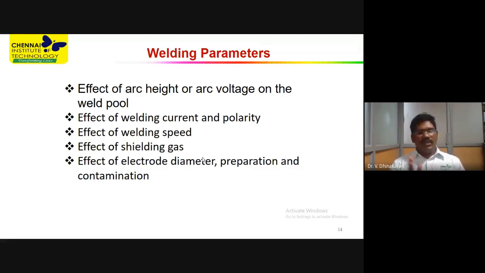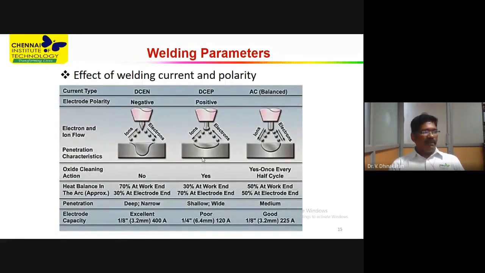Okay, so these are the welding parameters. Like I told you, welding current. How the direct current electrode negative, direct current electrode positive, and AC alternating current. So these are the three standard welding polarities used in the welding process. This is chosen based on how the weld pool has to be prepared.